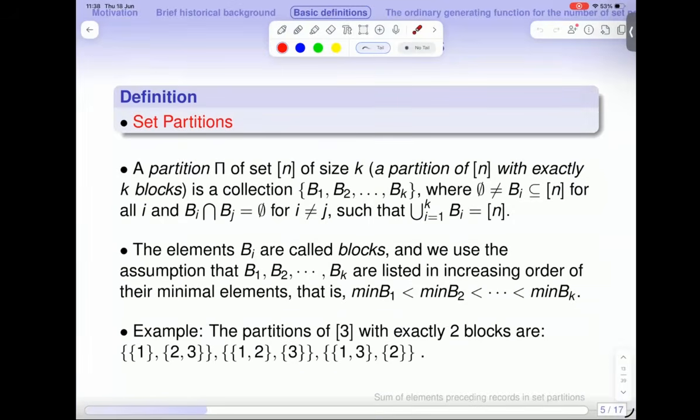Let me show you an example. The partitions of the set [3] with exactly 2 blocks: we have here 3 options. The first option is the subset {1} and the subset {2, 3}. The second option is the subset {1, 2} and the subset {3}. And the last option is the subset {1, 3} and the subset {2}.